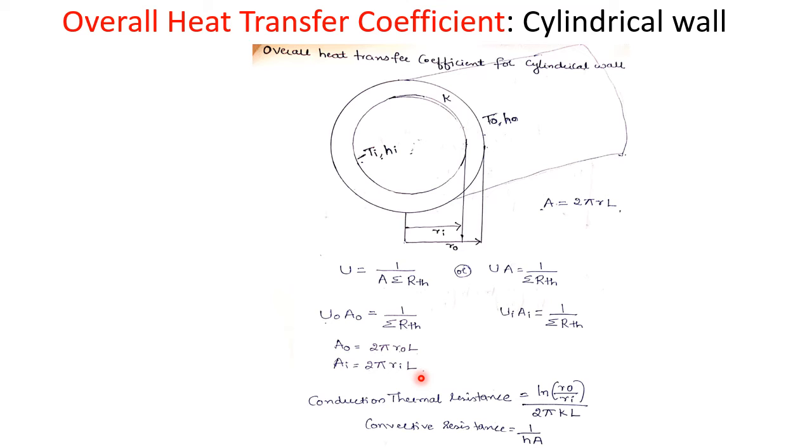So here also remember, for a cylindrical wall, the conduction thermal resistance of the cylinder is given by the formula log R0 by Ri divided by 2 pi KL. So this is also standard. This is written as per the conduction thermal resistance, as we have written for the plane slab based on Ohm's law. Similarly, the conduction thermal resistance for the cylinder is given by this formula, whereas convective thermal resistance is given by the formula 1 divided by H into A.